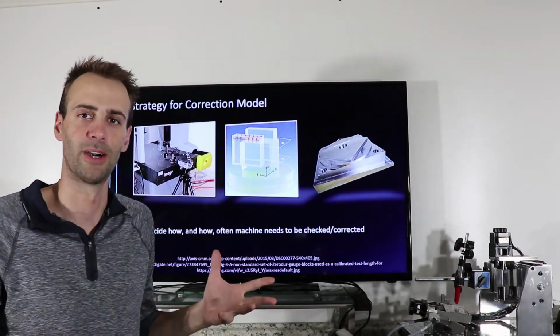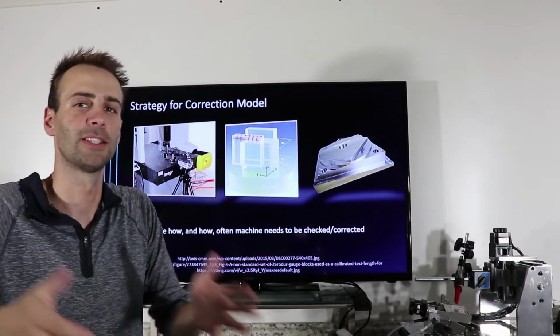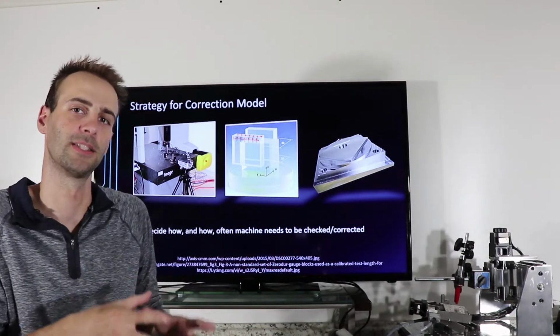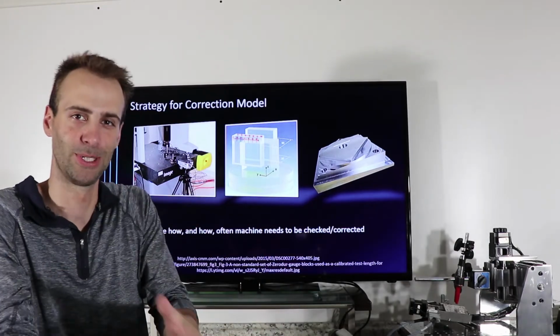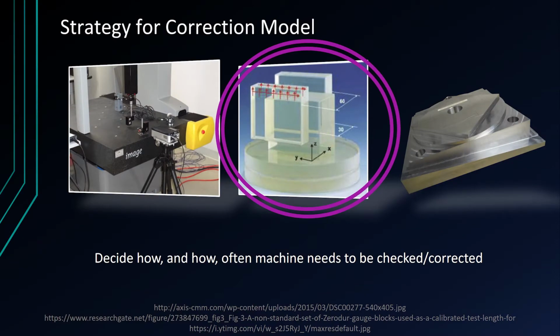So cut a test part, right? And if you're in production making parts and that's all that machine does, or you spend a lot of percentage of time making certain parts on a machine, well, use that part to correct the machine, right? Or to at least correct the G-code, right? I mean, they do this all the time with cutter compensation.